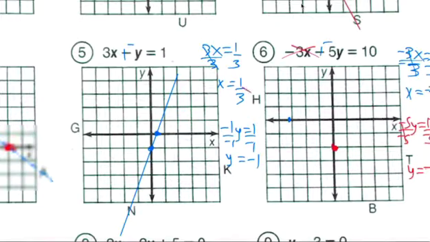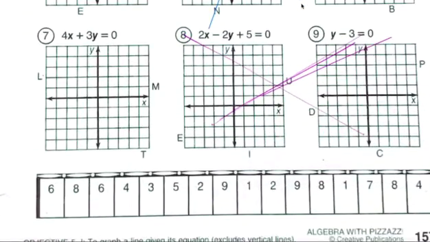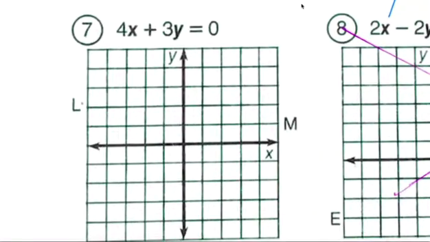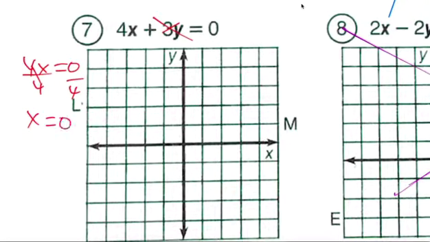Connect the dots, looks like the answer is H. Again, for x equal to 0, divide by 4. Your answer is 0. X is 0. Y-intercept, 3y equals 0. Y is also 0. Can't graph that one.